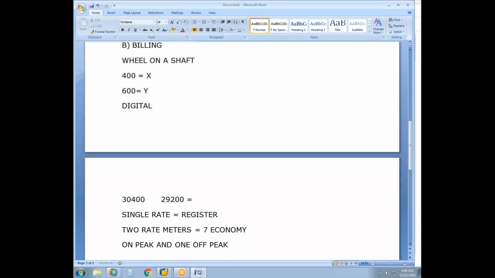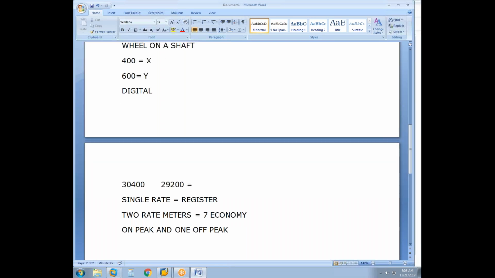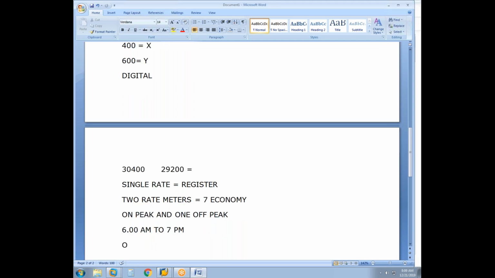That means these registers are adjusted in such a way that they read the consumption in a particular period of time. Let's say on peak is reading consumption happening between morning 6 o'clock to, let's say, evening 7 or 8 o'clock, and then from 7 p.m. to midnight and next day morning till 6, one more register is reading, that is the off peak consumption.